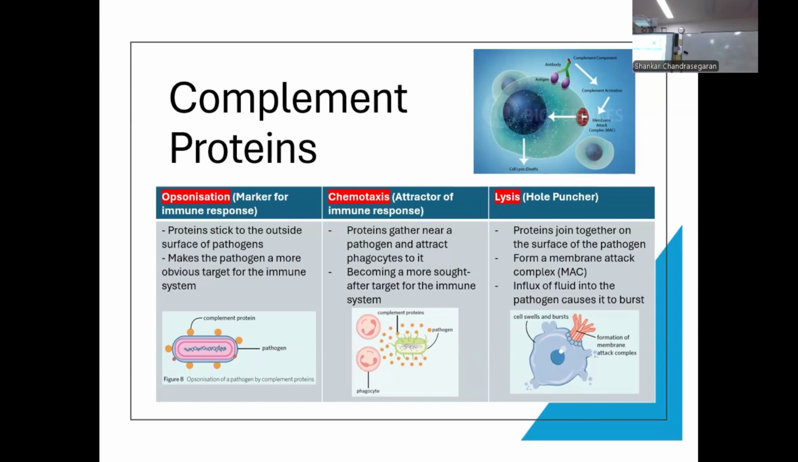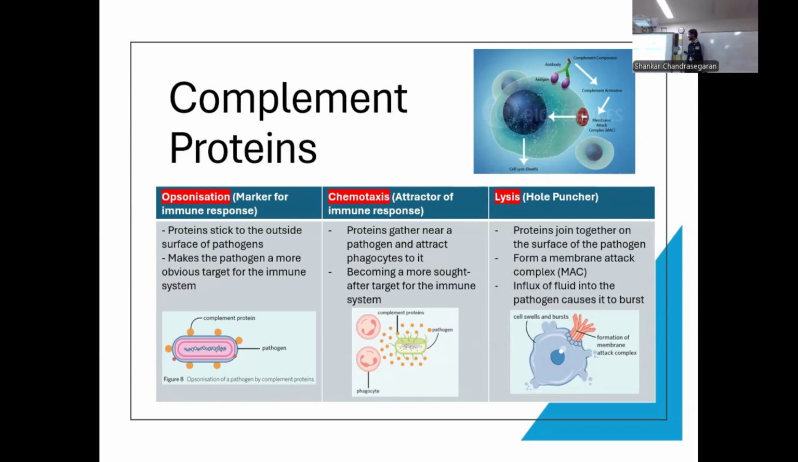Basically, here's the pathogen. That's it. It's been marked, such that the proteins stick to the outside surface of the pathogen and make it more of an obvious target for the immune system, right? Like I said, it's just a marker for your immune system. So anytime the immune system is around, it will immediately know this is a pathogen I need to take care of, due to the fact that the complement proteins are stuck to the surface.